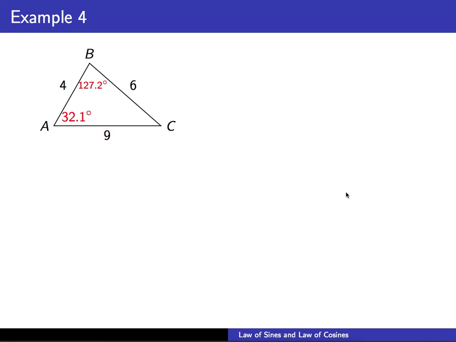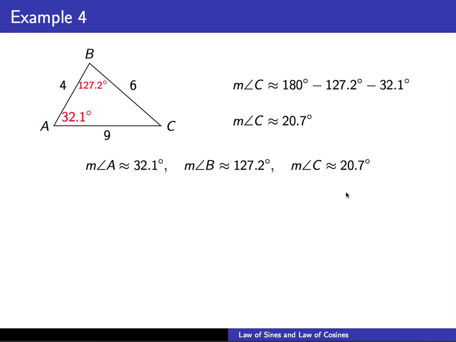Finally, angle C, just use the fact that we have 32.1 and 127.2. Subtract that from 180, we get angle C is about 20.7 degrees. So the measure of angle A is about 32.1 degrees, measure of angle B is about 127.2 degrees, and the measure of angle C is about 20.7 degrees.